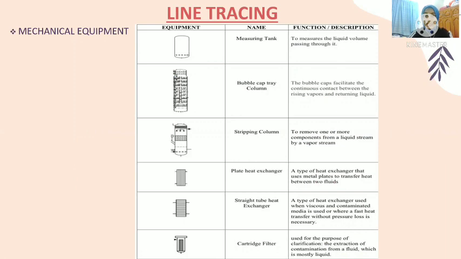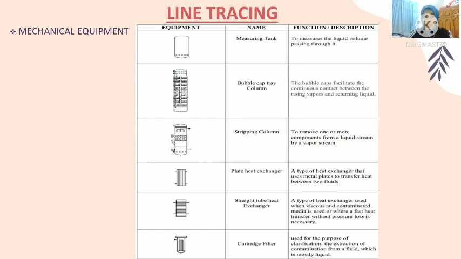The first one is the measuring tank, whose function is to measure the liquid volume passing through it. Second is the bubble cap tray column, which is to facilitate the continuous contact between the rising vapor and the returning liquids. Third is the stripping column, which is to remove one or more components from a liquid stream by a vapor stream. Fourth is the plate heat exchanger, which is to transfer heat between two fluids.